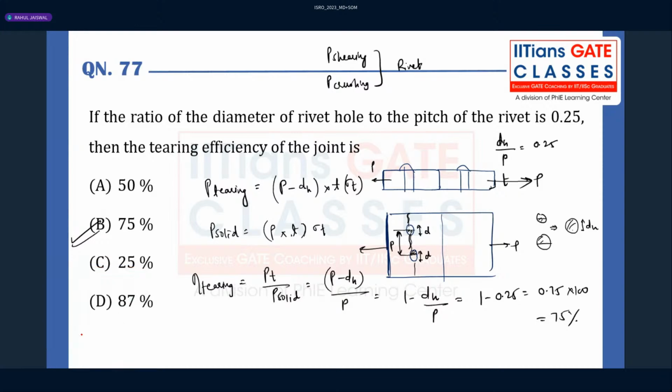So we have to consider whichever is the minimum load or minimum strength. Either it is not able to survive shearing, or it is not able to survive crushing, or it is not able to survive tearing, right? If it is not able to survive all of the three, it will fail. If it is not able to survive shearing but is able to survive crushing and tearing, it will fail by shearing. Shearing means there will be shearing of the rivet itself.